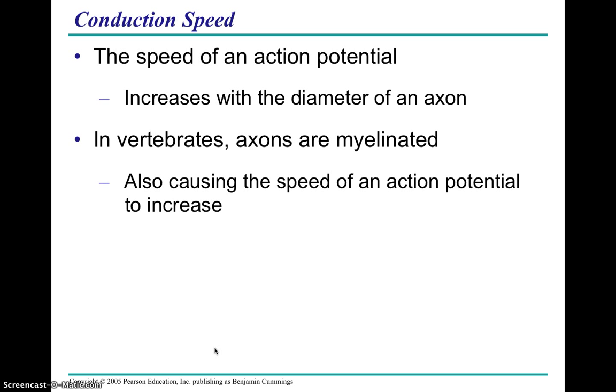Now, the speed of an action potential varies with the diameter of an axon. The bigger the axon, the faster the action potential. This is also tied to the amount of myelin wrapped around the cell. The more myelin that's wrapped around, the faster the action potential will be sent as well, up to a certain point.